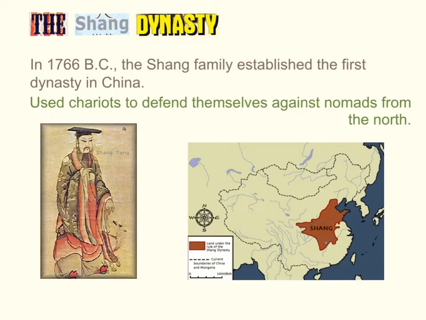Now, around 1766 BC, you will see a family known as the Shang who will start to take control of some of the cities in China. And they will establish the very first dynasty. A dynasty, as we learned in Egypt, is a ruling family. And this is the first dynasty in Chinese history, the Shang Dynasty. Now, they were known for using chariots to defend themselves against nomads from the north. There were constantly, and we'll learn this throughout Chinese history, attacks from the northern areas into China. And so the Shang would use the chariots to defend themselves against these nomads.